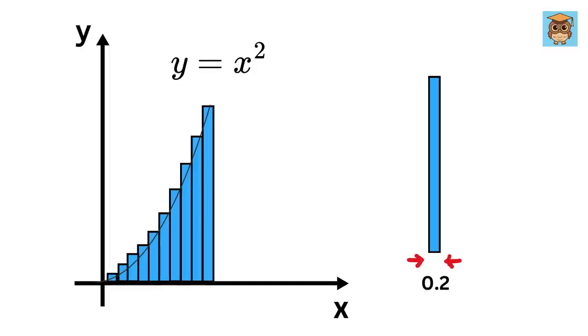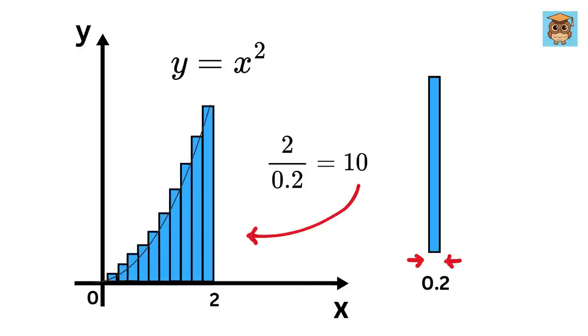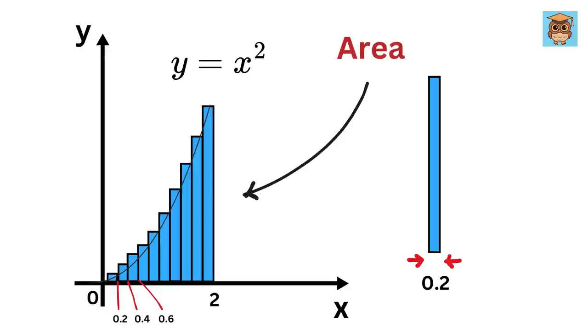Assume each of them has a width of 0.2. This is indeed tiny, so how many of these rectangles will be needed if our parabola extends till x equals 2? We need 2 over 0.2, or 10 such rectangles, right? And these x values will be 0.2, 0.4, 0.6, and so on, till x equals 2.